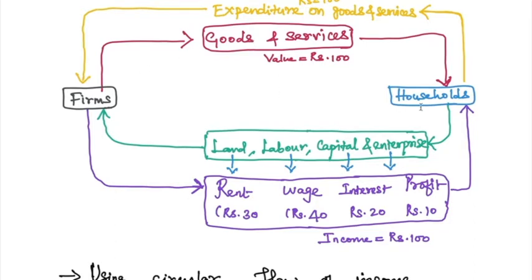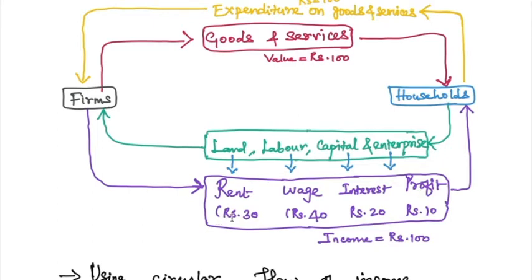So let's say the household sector is giving all these four factors of production to the firms, and then firms, using these factors of production, produce goods and services worth rupees 100, for example. For the factors of production that they have given to the firms, households in turn receive rent, wage, interest, and profit. These are the factor payments for each of these four factors. For land it is rent, for labor it is wage, for capital it is interest, and for enterprise it is profit.